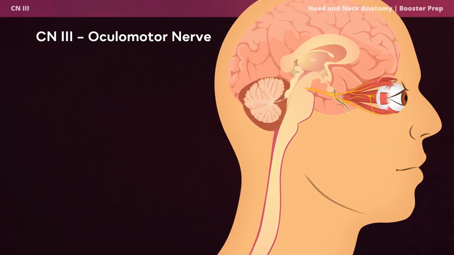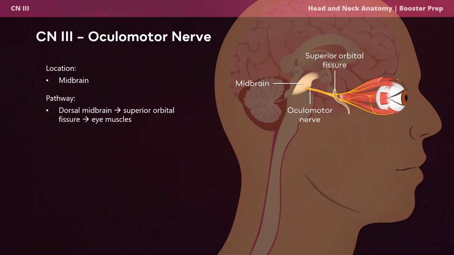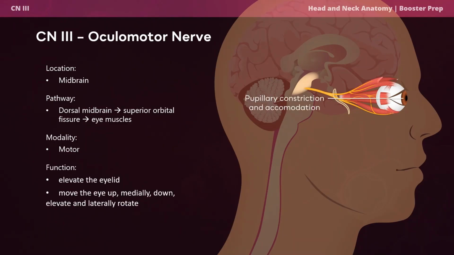The oculomotor nerve is a motor nerve originating in the midbrain, and it travels through the superior orbital fissure to the eye to depress and intort the eye through the innervation of the levator palpebrae superioris, the superior rectus, the medial rectus, the inferior rectus, and the inferior oblique. And now we are moving on to the functions.